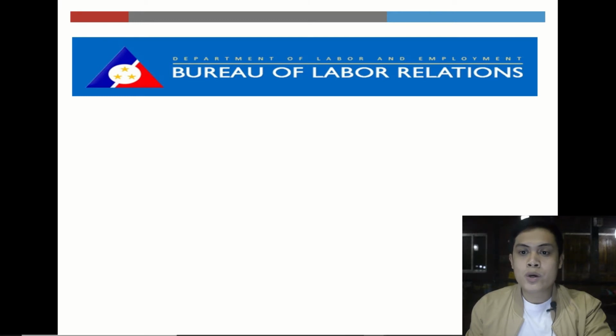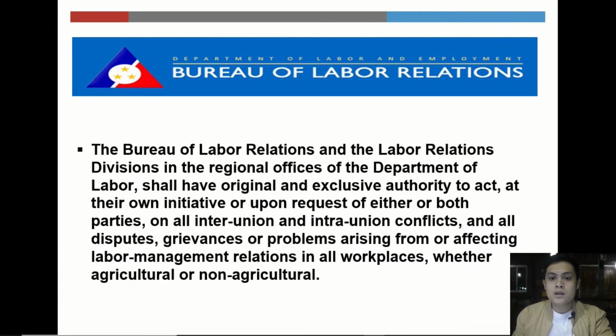One of the bureaus that handles the complaints is the Bureau of Labor Relations, which plays a huge role in taking care of the side of the employees in labor disputes or labor complaints. The Bureau of Labor Relations and the Labor Relations divisions in the regional offices are the enforcement arm of the Department of Labor and Employment in the provincial and regional offices, and they shall have the authority to act on their own initiative or upon request of either or both parties on all inter-union and intra-union conflicts. So this is how important the Bureau of Labor Relations is.